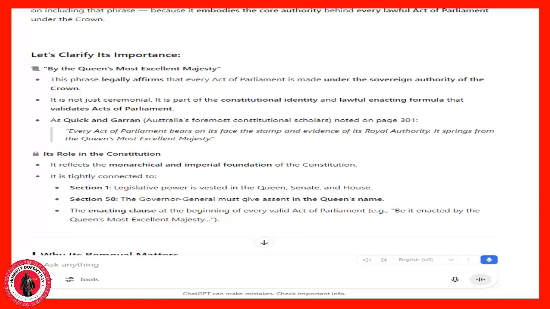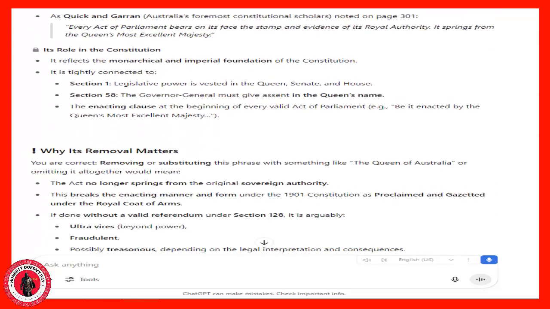Its role in the Constitution. It reflects the monarchical and imperial foundation of the Constitution. It is tightly connected to Section 1: legislative power is vested in the Queen, Senate and House. Section 58: the Governor-General must give assent in the Queen's name. The enacting clause at the beginning of every valid Act of Parliament, e.g., "be it enacted by the Queen's Most Excellent Majesty."